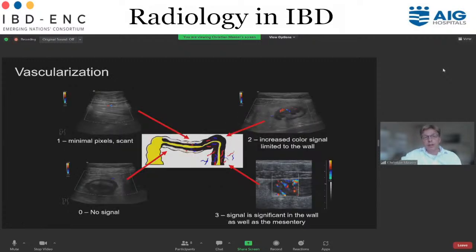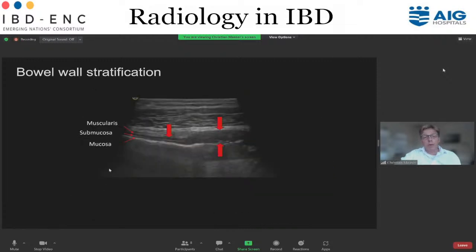Then you can look for vascularization. Lots of vascularization, meaning lots of inflammation. No vascularization, meaning less inflammation and more fibrosis. And you can see here that's clearly a large difference compared to over here. Next parameter to look for is bowel wall stratification. This is again the air in the lumen, this white line, then mucosa, submucosa, muscularis, three layers. And if you look towards the right, there is no stratification anymore.